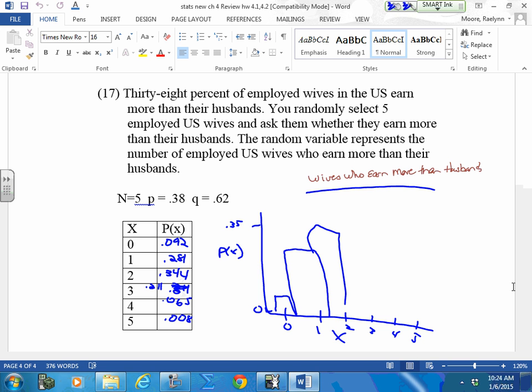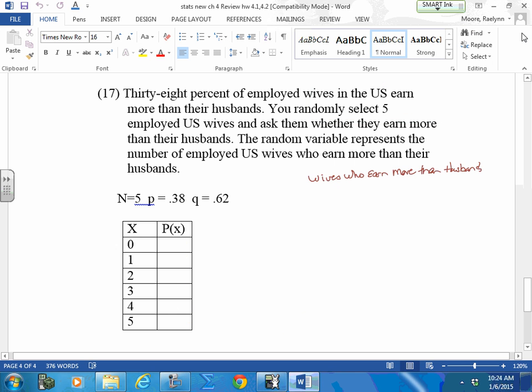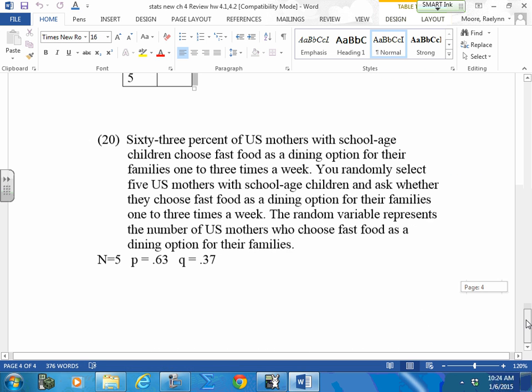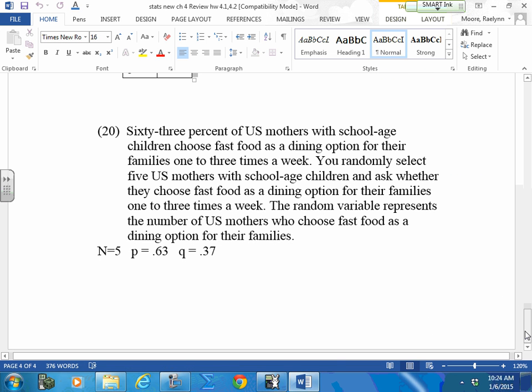Yes. And I wanted to hit one more real fast, number 20. And maybe you could just do number 20 for homework, because you're using your formulas.